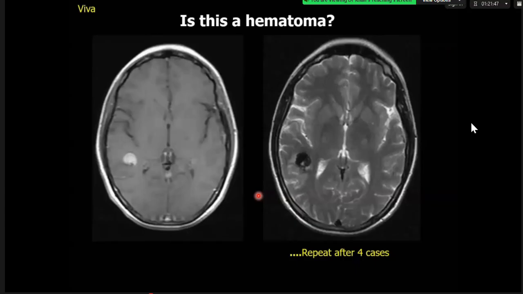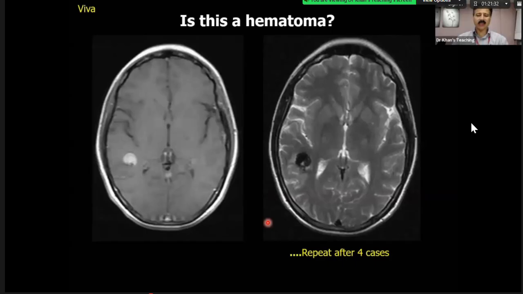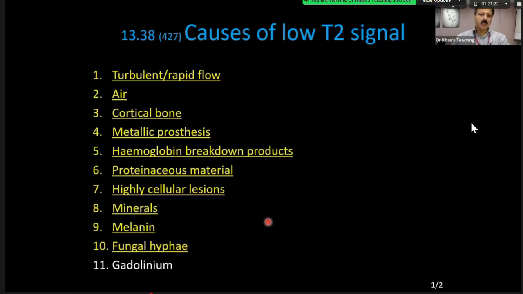This well-defined hematoma is bright on T1 and it is dark on T2. So this means that this is a subacute hematoma. And subacute hematomas are divided into early and late. Which one is it? This is an early subacute hematoma. Okay. Now, this is from your book, causes of low T2 signal.